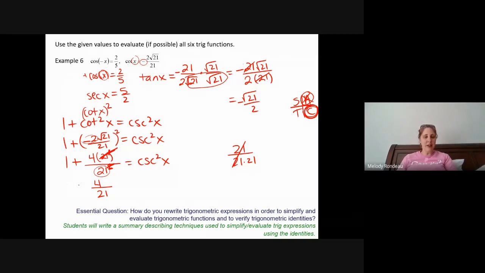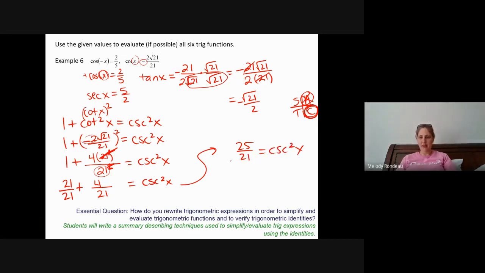All right, then I still have my 1, which I can make any denominator I want by making the top and bottom match, like Mrs. Ballard showed, 21 over 21. I get cosecant squared x. And if I add those together, I have 25 over 21 equals cosecant squared. Then square root both sides, and I get plus or minus 5 over the square root of 21, since 21 doesn't come out nicely. So I have cosecant x is plus or minus 5 over root 21. We have to fix that, but I want to double check.